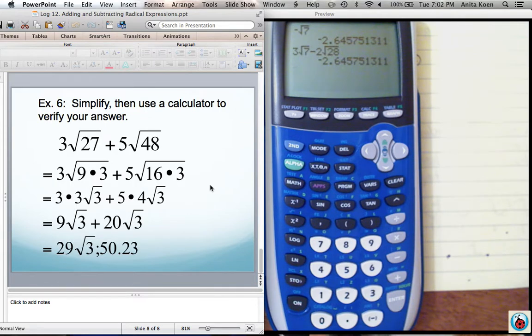Okay, I want you to look through this problem, copy it on your paper, see if it makes sense to you, and write down any questions that you may have about this particular problem.